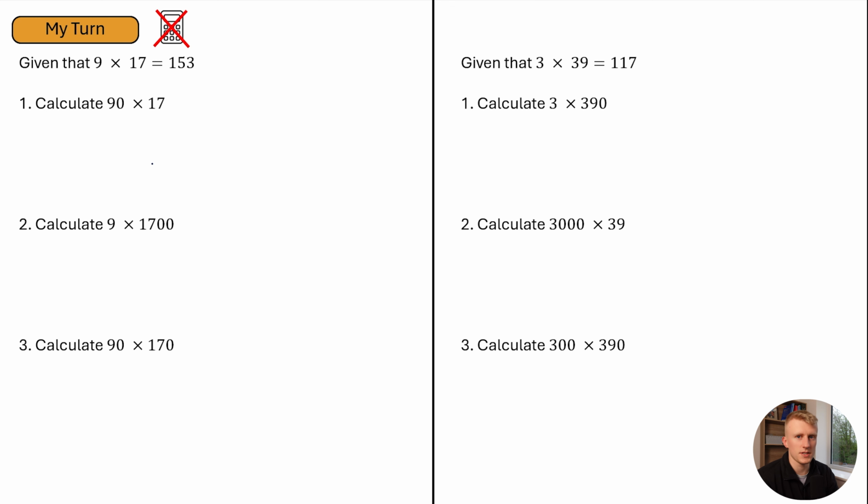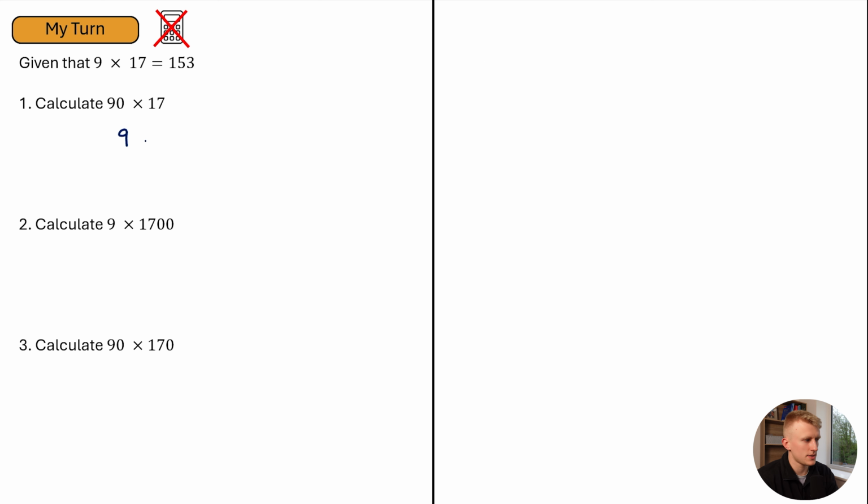Okay, so let's look at our first example. Given that 9 multiplied by 17 is equal to 153, calculate 90 multiplied by 17. So this is an example of what we call a related calculation. If I know the answer to 9 multiplied by 17, and I know that that's 153, I can use that fact to help me calculate 90 multiplied by 17.